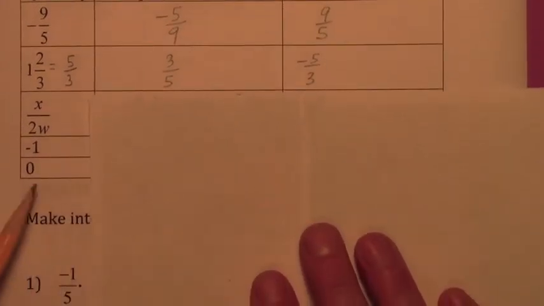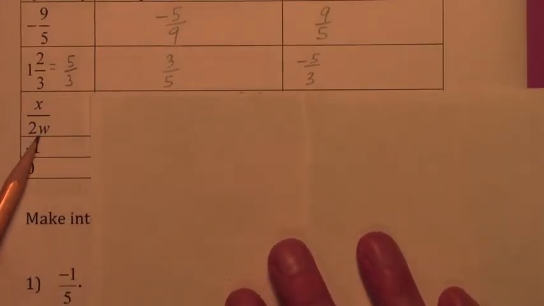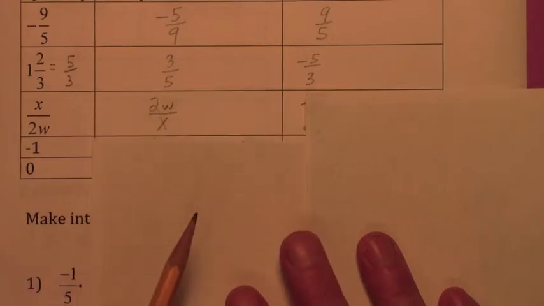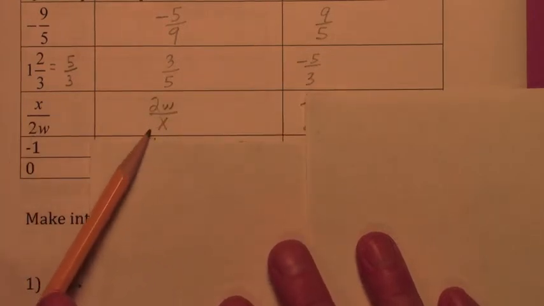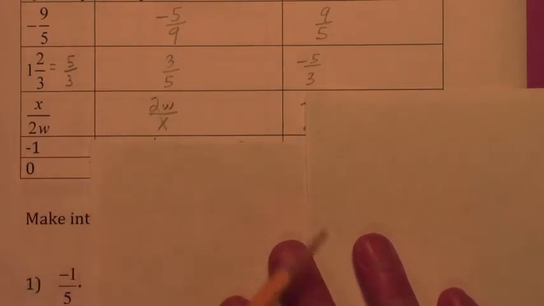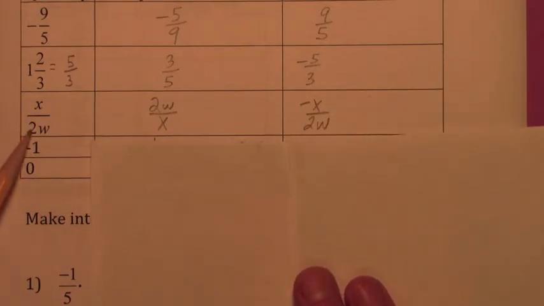Good. X over 2w. Well, the multiplicative inverse, remember, you got to get 1, so you'd flip this over and you get 2w over x. Go ahead. When you multiply by, you get 1. And the additive inverse would be negative x over 2w.